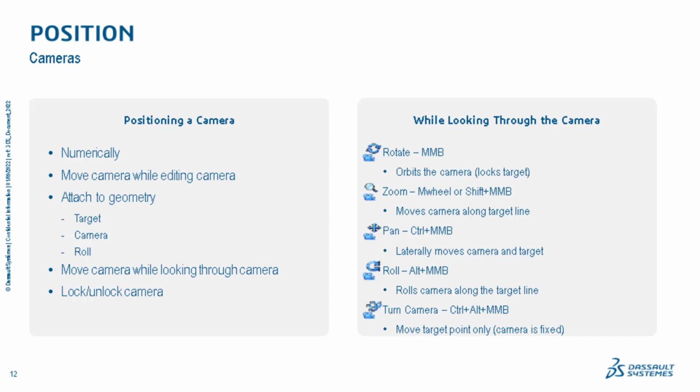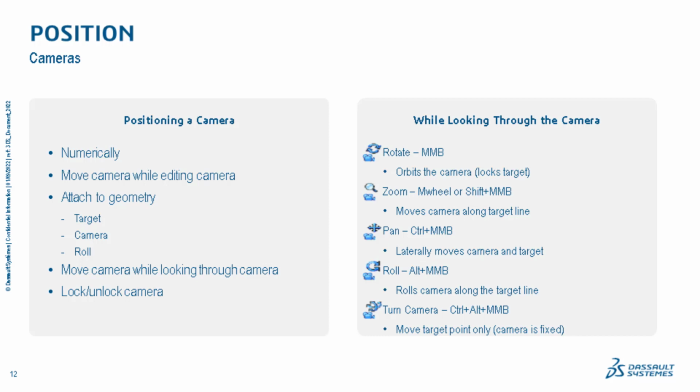While looking through the camera or editing, the controls that you can use to move the camera are rotate, and that uses the middle mouse button, just like we have for view orientation. You can zoom using the mouse wheel or Shift middle mouse button. You can pan using Control middle mouse button, and you can roll by pressing the Alt key and using the middle mouse button. And those 4 controls are standard with view orientation, and they work in a very similar way with cameras. The one thing that is different with the camera is that you can press Control, Alt, and middle mouse button, and what you're moving is the target while the camera stays fixed in space.